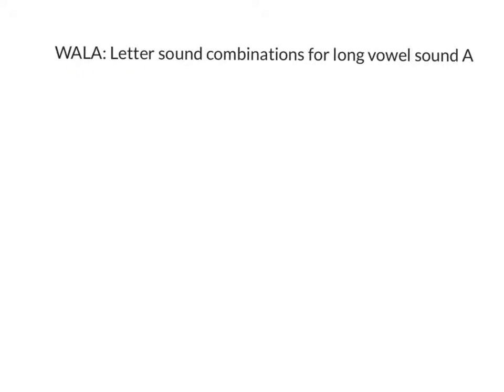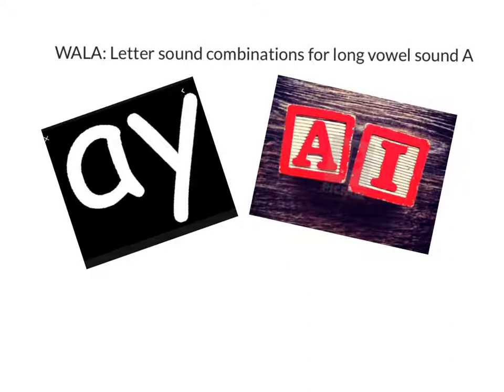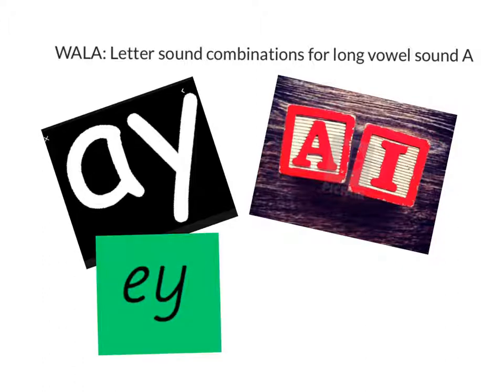We are learning about letter sound combinations for long vowel sound A. So this is when you hear the sound A in a word. When you hear the A sound in a word, it might be made with the letters AY, or it might be made with the letters AI, or it could be made with the letters EY, or it might be a split vowel digraph. That means that there is a vowel and then a consonant and then another vowel, like an A split vowel E.